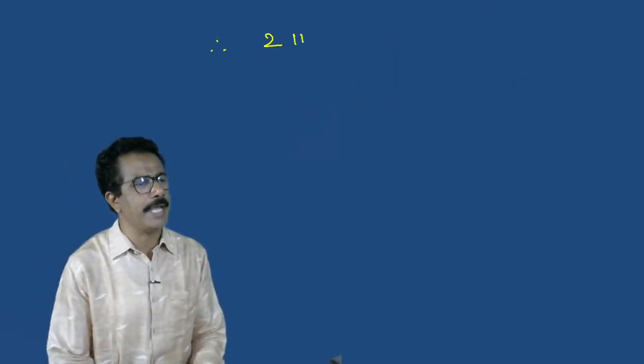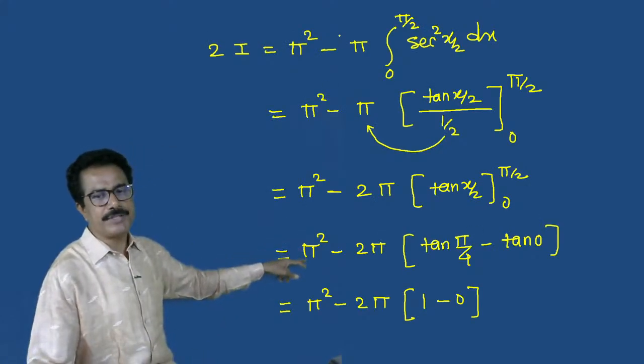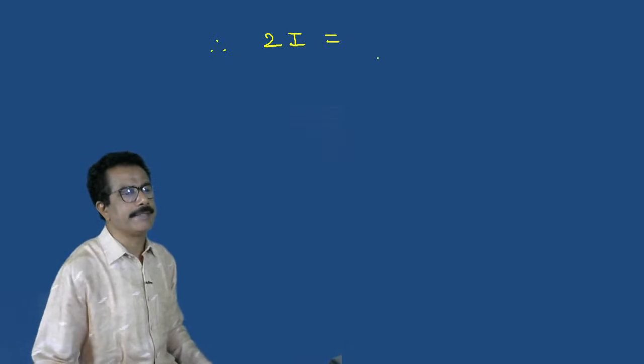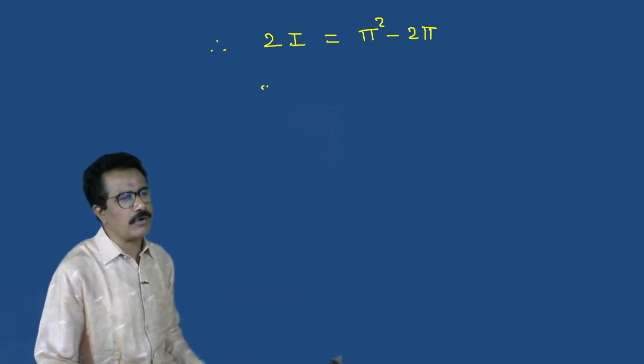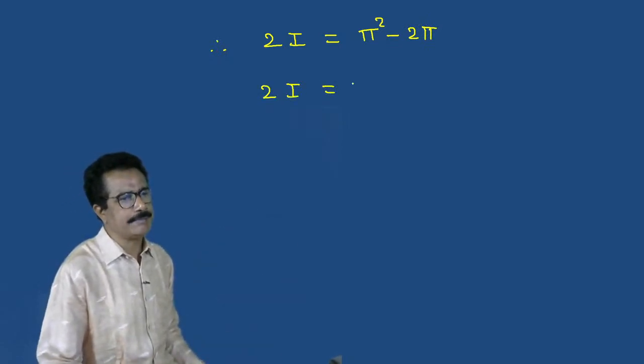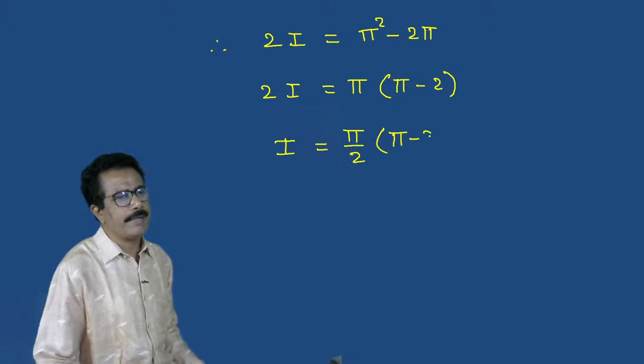Therefore 2i is equals to the value is pi square minus 2 pi into 1 means 2 pi. Take out a common pi, in a bracket pi minus 2. So you take this I is equals to pi by 2 into pi minus 2.